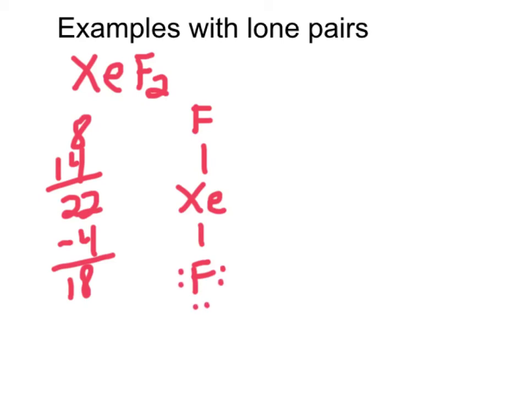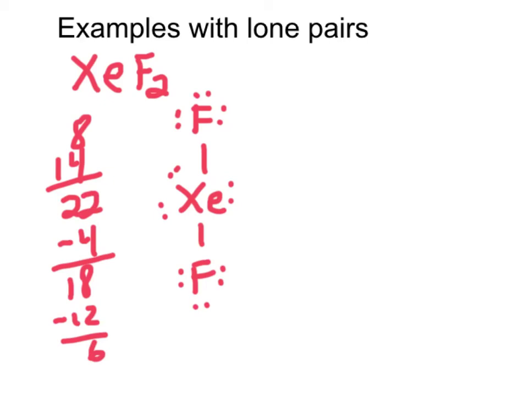The fluorines will combine together to use 12 of those electrons to get them up to an octet, and then 6 electrons left over. Remember, we have extra electrons, they always go on the central atom. So in this case, xenon gets an expanded octet having 10 electrons around it.